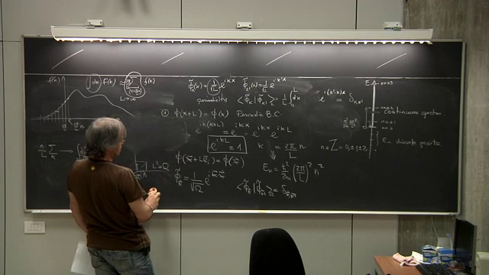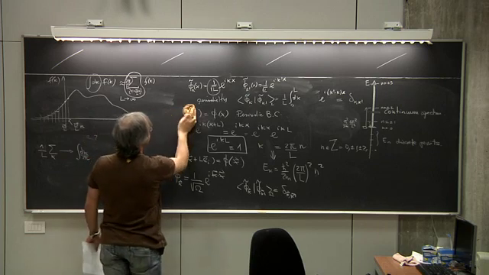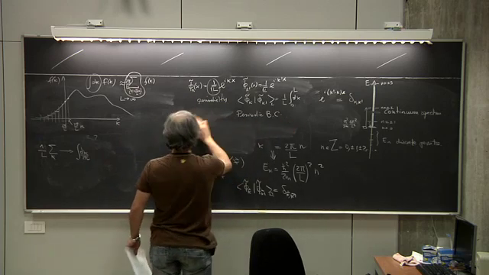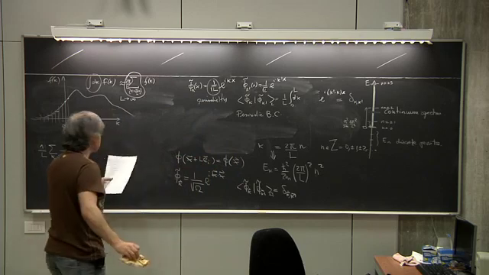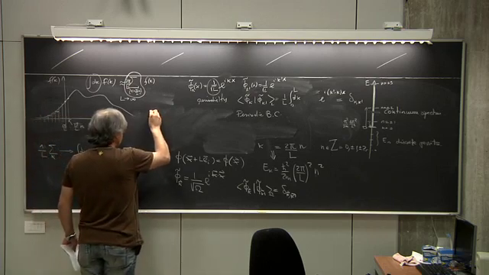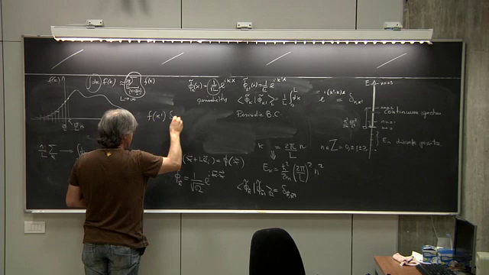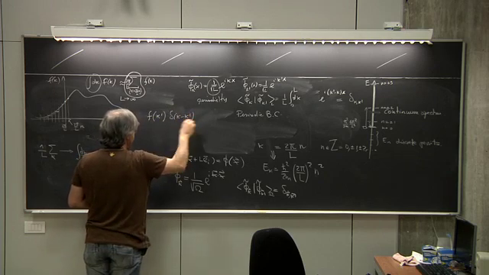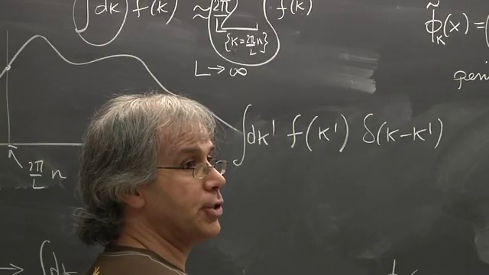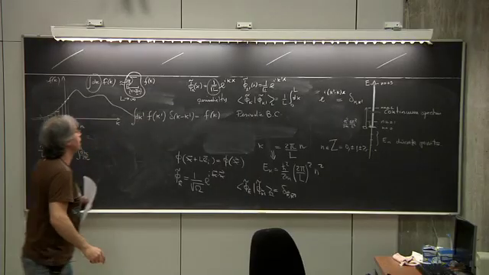Where should I erase? Maybe I can erase some of this, and perhaps even some of this. Okay. For the Dirac delta, the thing is the following. If I have the integral of f of k prime times the Dirac delta of k minus k prime integrated over all k prime, you know what the result is by the definition of the Dirac delta, right? This is equal to f of k. Very good.